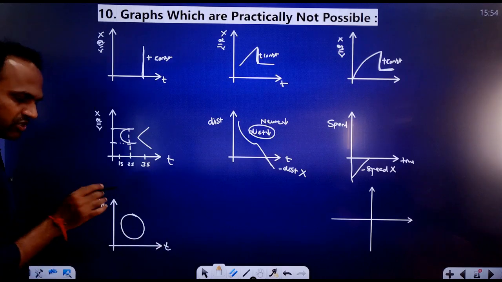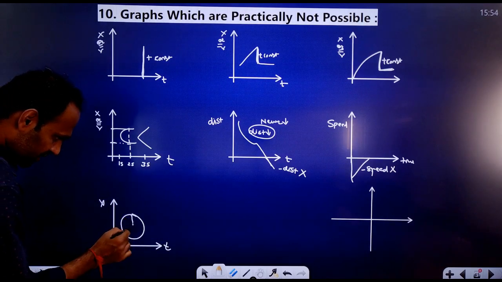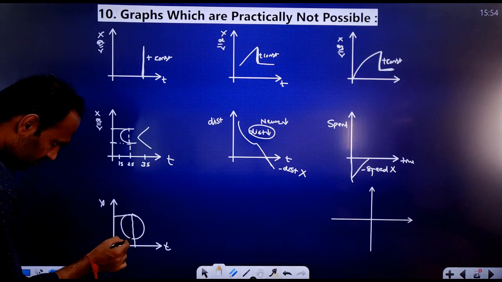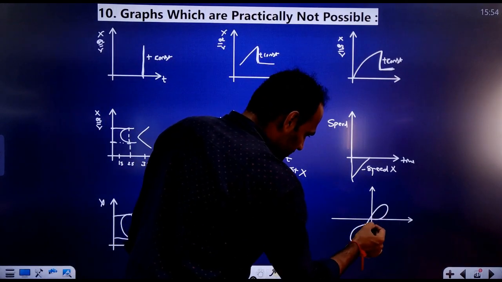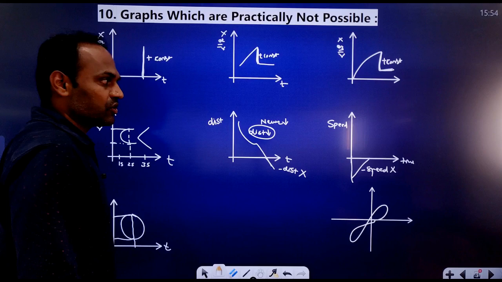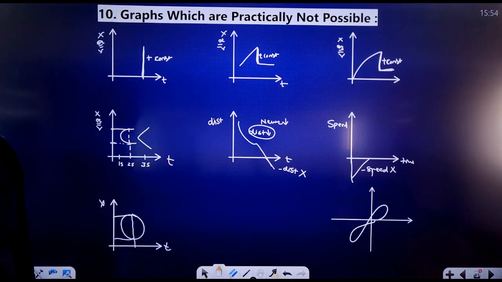See, this is also an impossible graph, because at the same instant you will get two different positions. This is also a practically impossible graph. x-t graph or v-t graph, it is also practically impossible. So these are all practically impossible graphs.